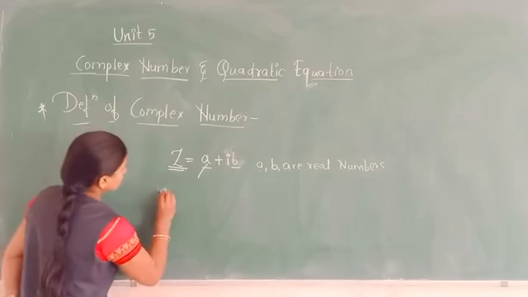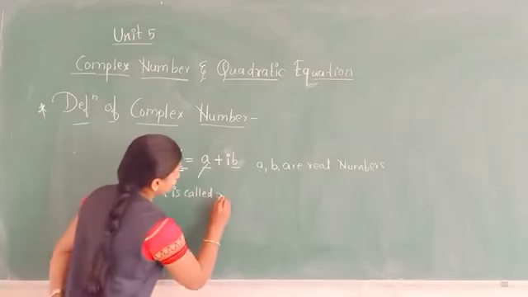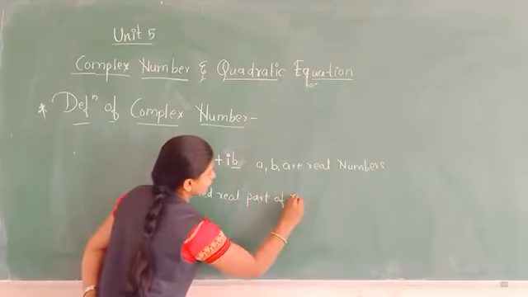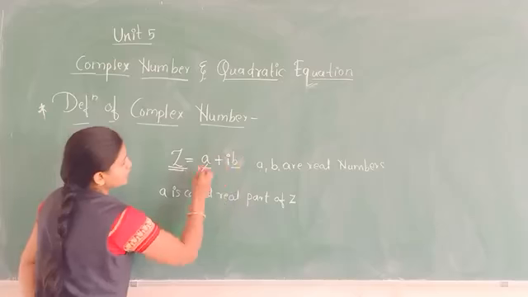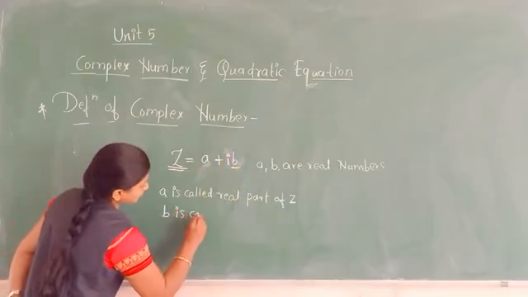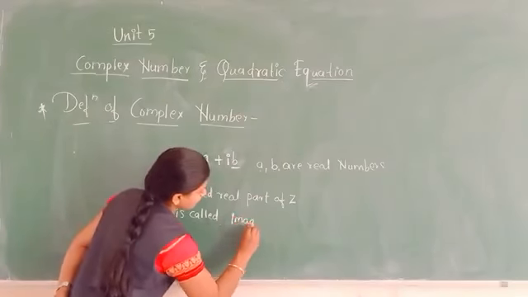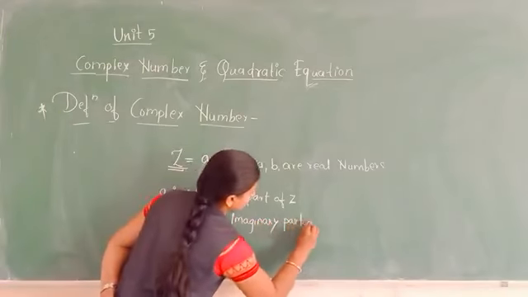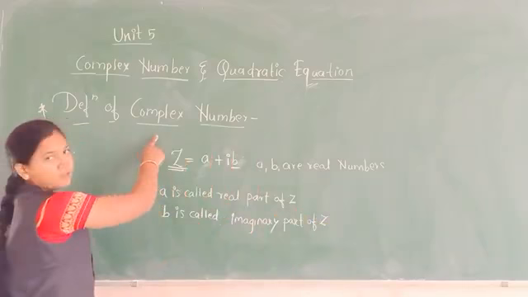This a is called the real part of Z, the real part of the complex number. And this b is called the imaginary part of the complex number.